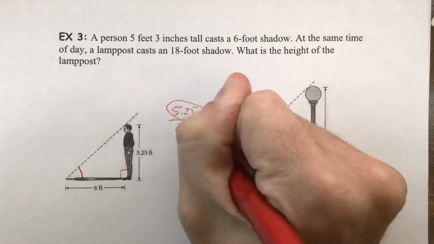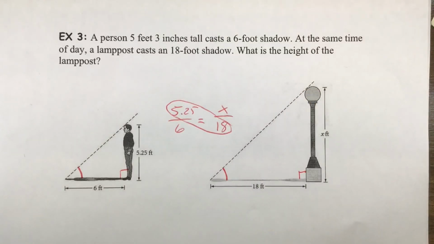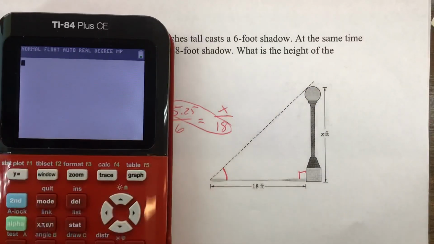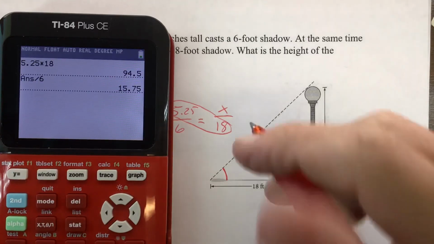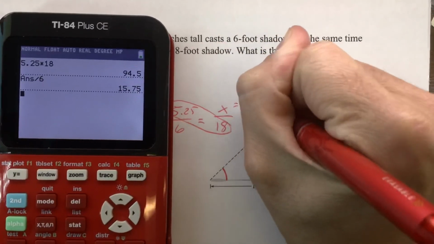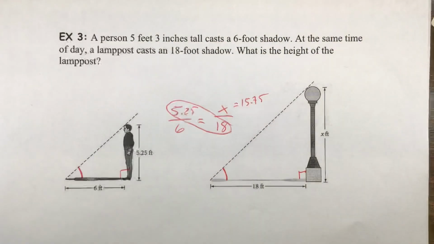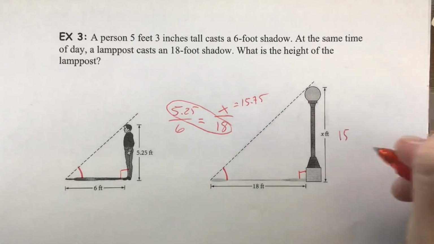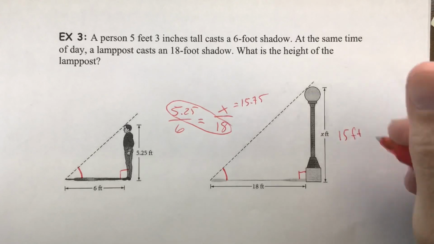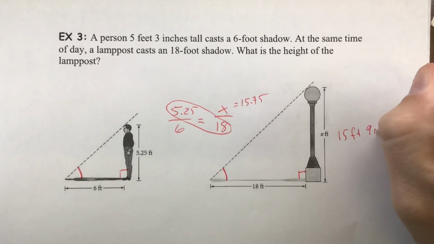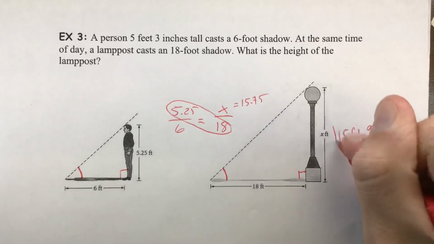Take that product, see what that would look like. We got 5.25 times 18. We get that divided by 6, get 15.75. And then if you were inclined to do so here, because everything's in terms of feet, we could call this 15 feet, and that would be 9 inches. That's what that would be.